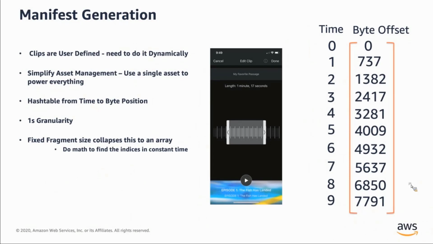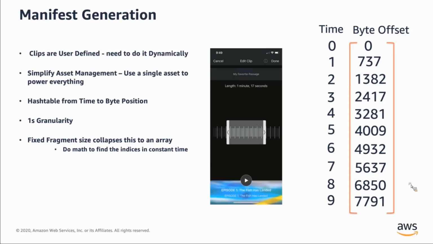And so the main challenge was to export all of the asset metadata that we needed into a separate data store that our Lambda function could use to generate a manifest. And the most important metadata is the actual time to byte offset hash table that's present in an asset. Now, this hash table could be simplified into an array because our clipping operations only require a 1-second granularity.